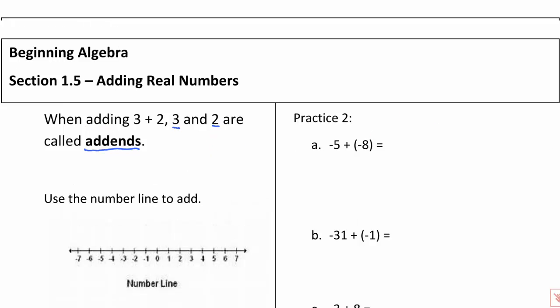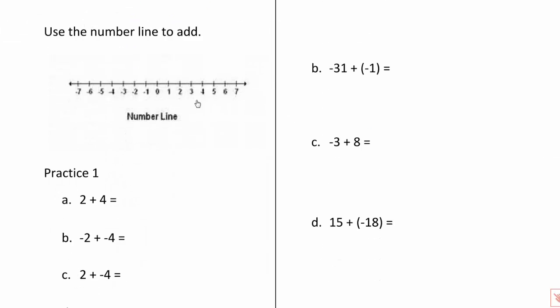Now let's talk about how we add numbers on the number line. So here's a number line. If we were going to do 3 plus 2, we would put a point at the number 3. Anyway, so there's a point here at the number 3.